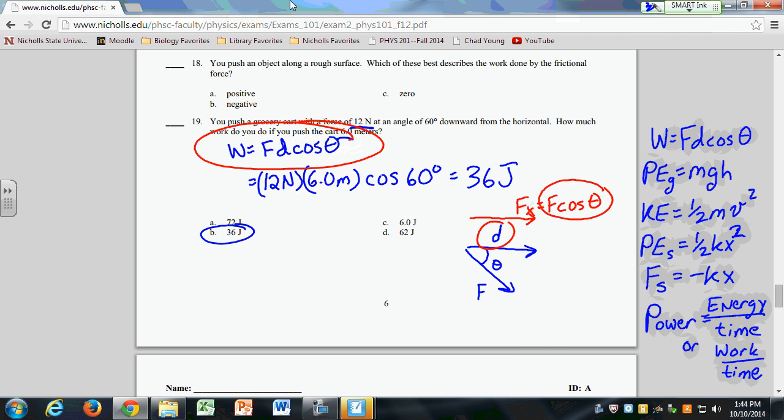They're a little bit different, sort of how we think about them, but they're basically the same. If you do work on an object, you change its energy. They're the same units. So those are all the equations. We're starting to get a few more equations.